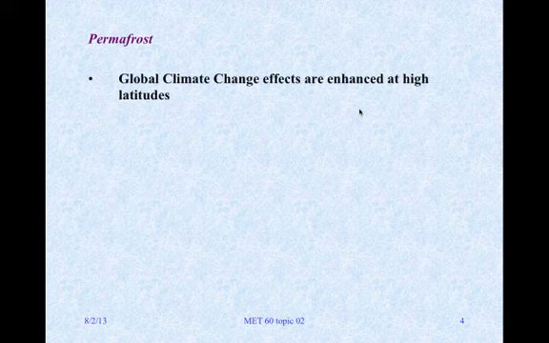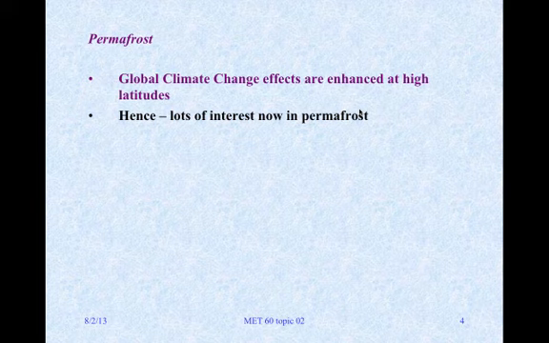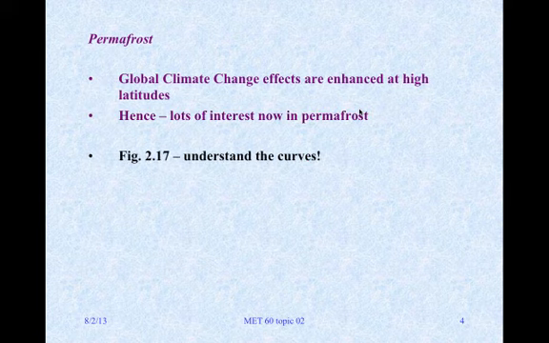Last topic is permafrost. Permafrost refers to that part of the land that is more or less permanently frozen. There is plenty of evidence, and in addition there's plenty of computer simulations to show that we expect the biggest effects of global climate change at highest latitudes, and this is having a big impact on the permafrost, and I've got a little video clip to show you in a minute about that. But a lot of people are paying a lot of attention to the region of the planet that's called permafrost.